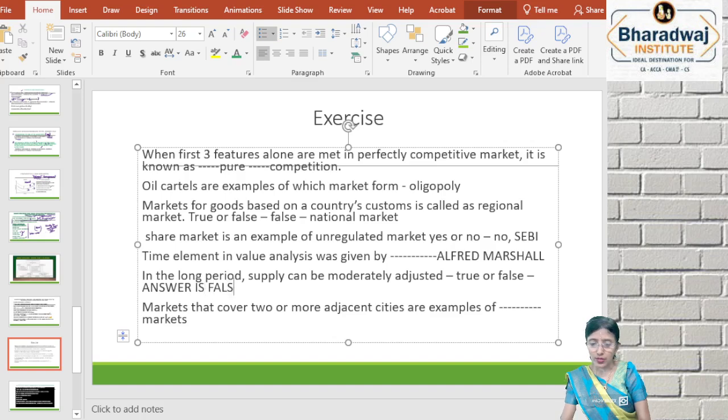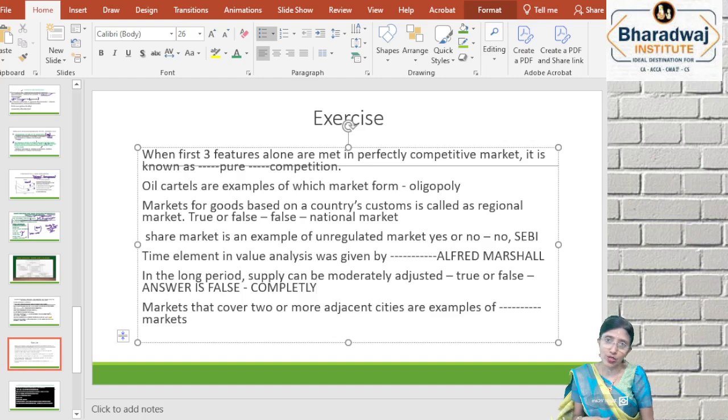Answer is false, because completely it can be adjusted. Moderately is only for a short period. In a very short period, you can't adjust supply, because you're dealing with perishable commodities, no? So supply will not be driven by price.